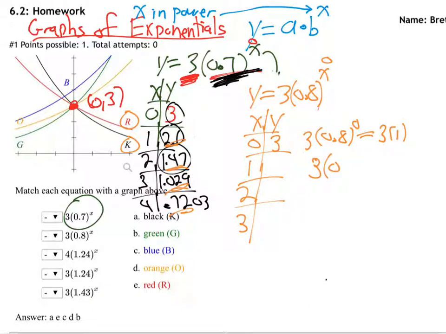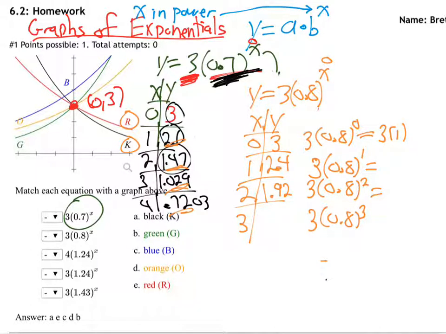So you go 0.8 to the 1. Calculator will tell you it's 2.4. Then 3 times 0.8 to the 2. On my calculator, I'm getting 1.92. And then 3 times 0.8 to the third. I'm getting 1.536. So it's going down, again, because we're multiplying by 0.8, which is a decimal, lower than 1. In other words, this one also is going down to the right. Numbers are going down, down, down.